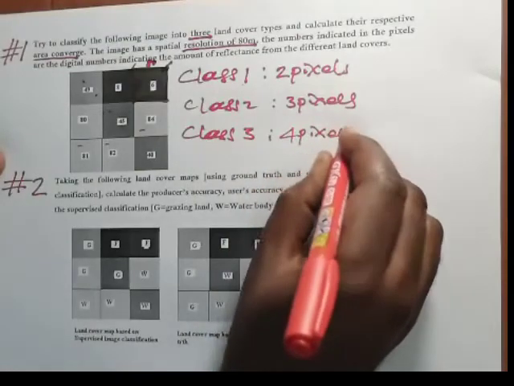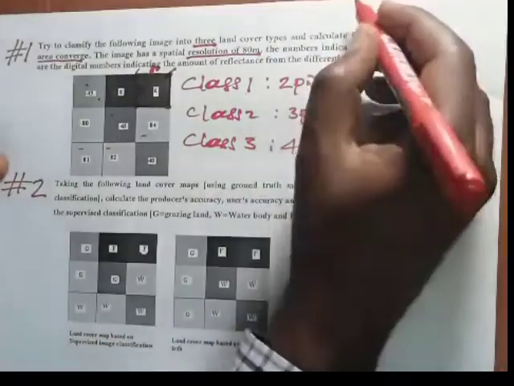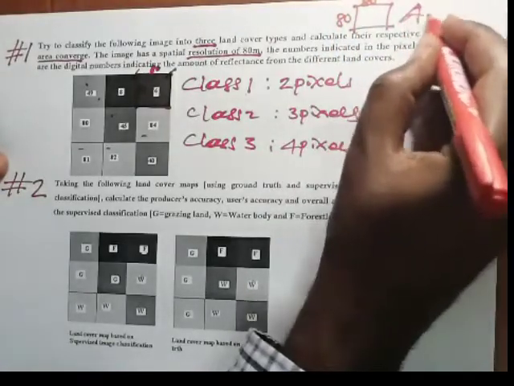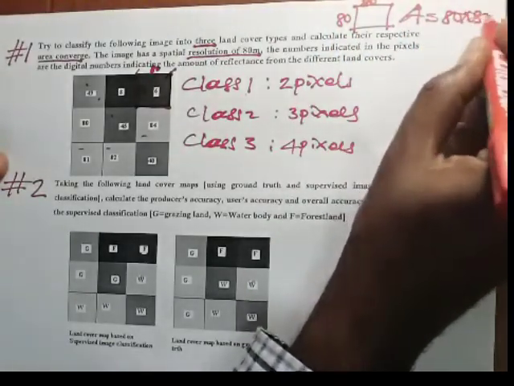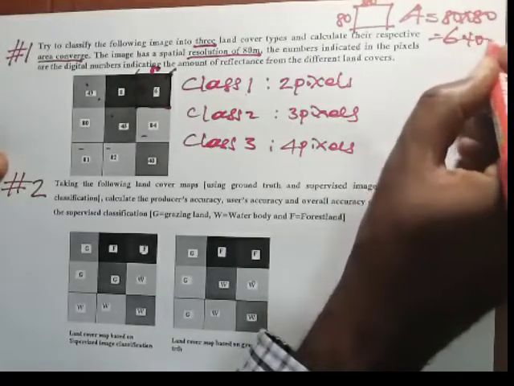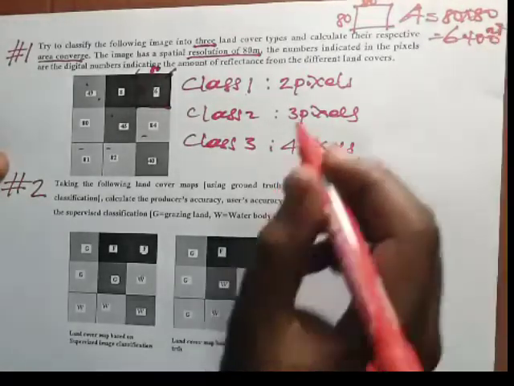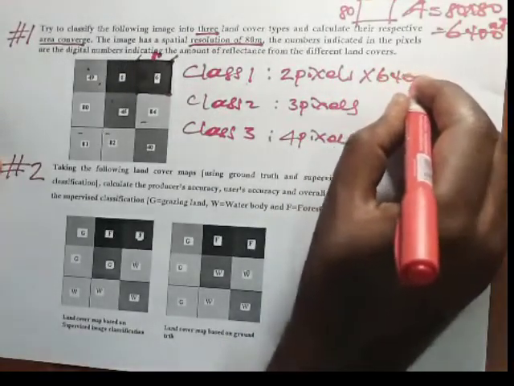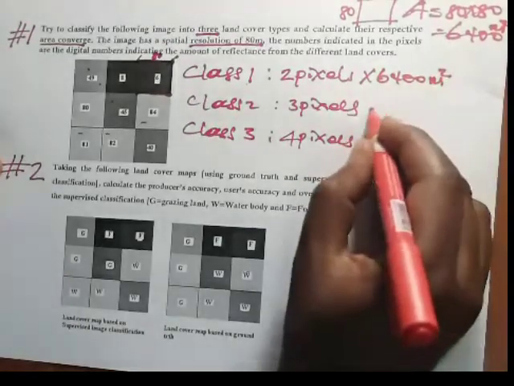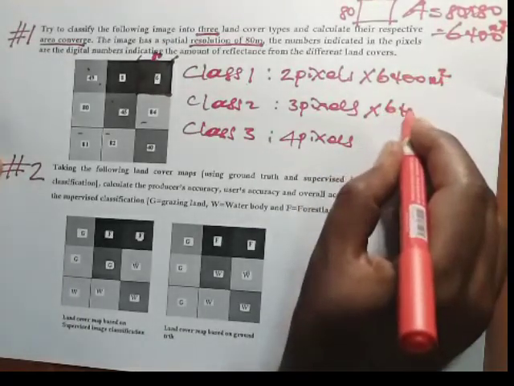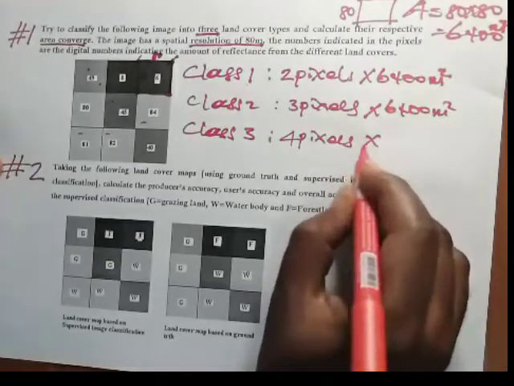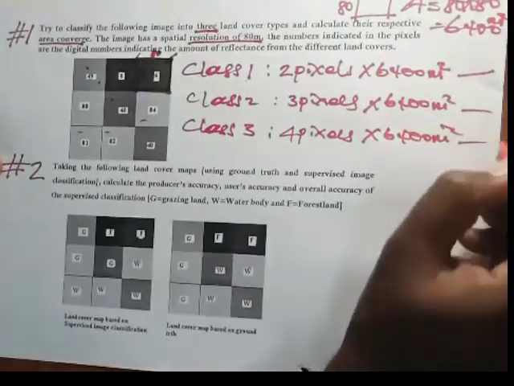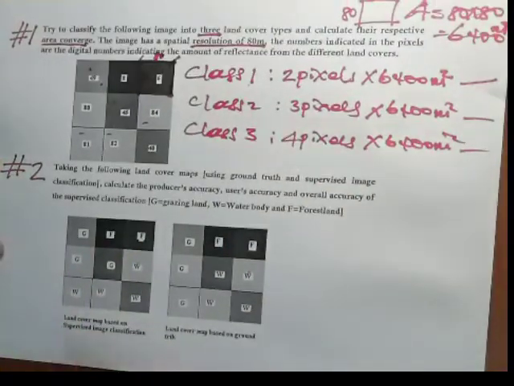4 pixels. And we know the area of 1 pixel. 1 pixel has got an area 80 by 80. So area for 1 pixel is 80 meters by 80, which is 6,400 meters squared. So 2 pixels times 6,400 meters squared. 3 pixels, 6,400 meters squared. 4 pixels, 6,400 meters squared. So this is the area, you can calculate it. Okay?